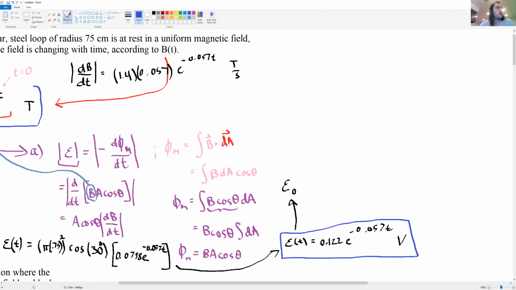So if I go over here to Mastering Physics and I say, okay, show me the answer. Indeed, I see that they've given the answer 0.12, not 0.122, e to the minus 0.057 t with units of volts there.